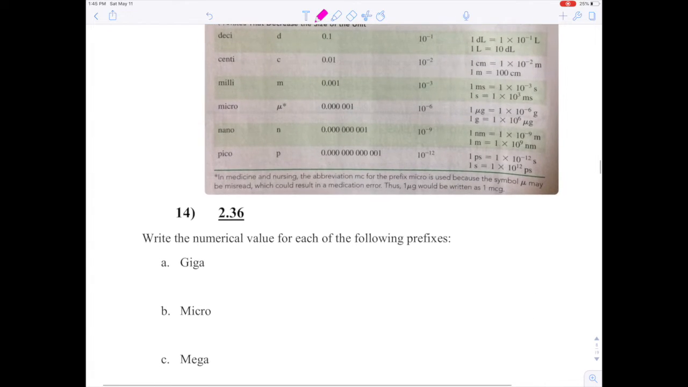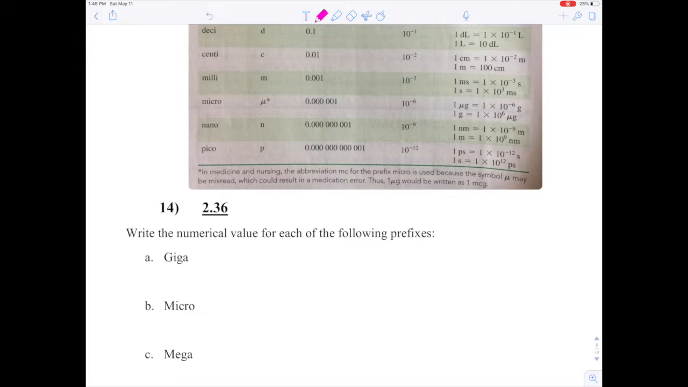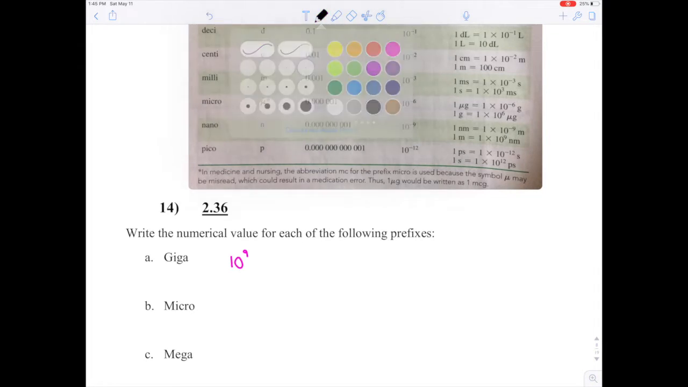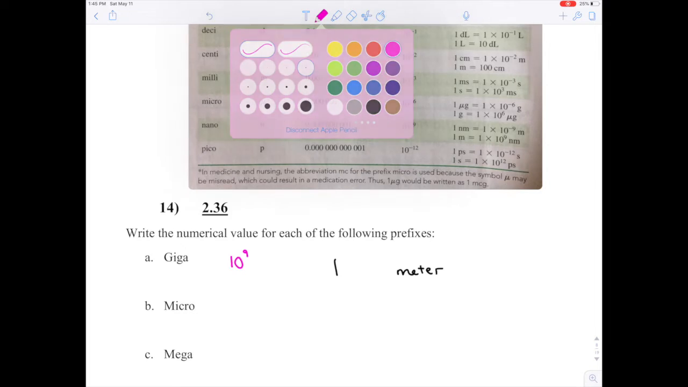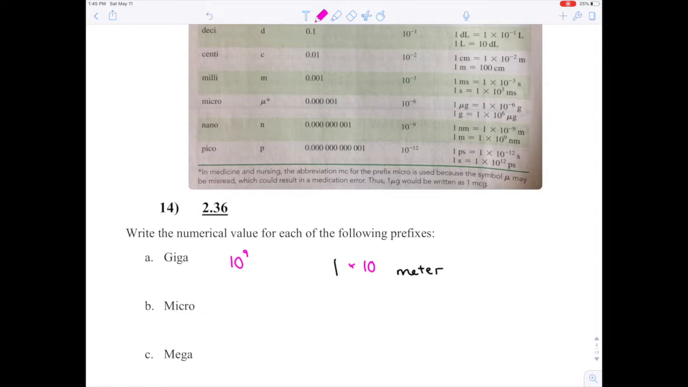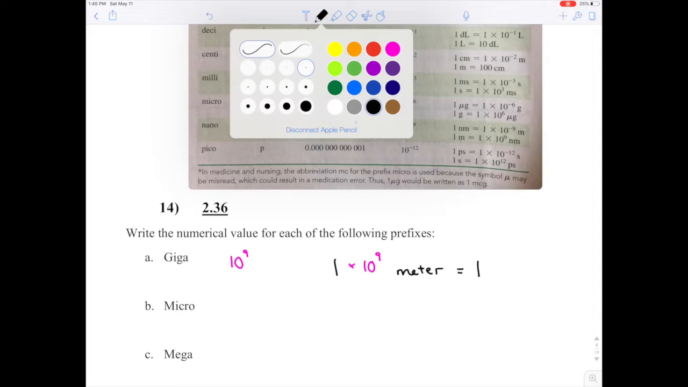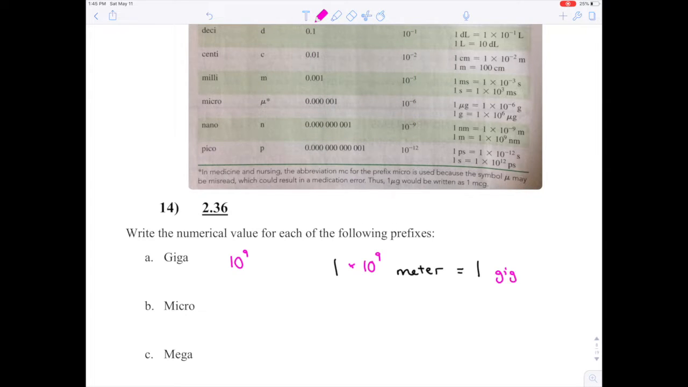And so here, when they say, what's the numerical value for each of the following, you could write 10 to the 9th. And so, for example, if you had 1 gigameter, what that really is, you can take that giga prefix and say, actually, it's 1 times 10 to the 9th meters. So those are the same thing. So that equals 1 gigameter.